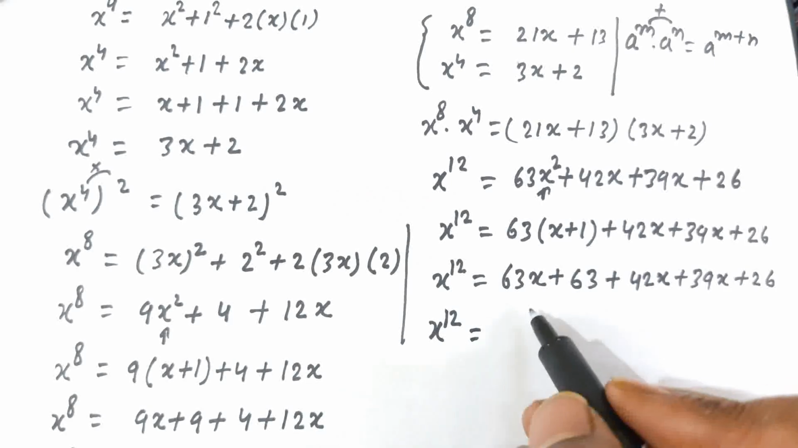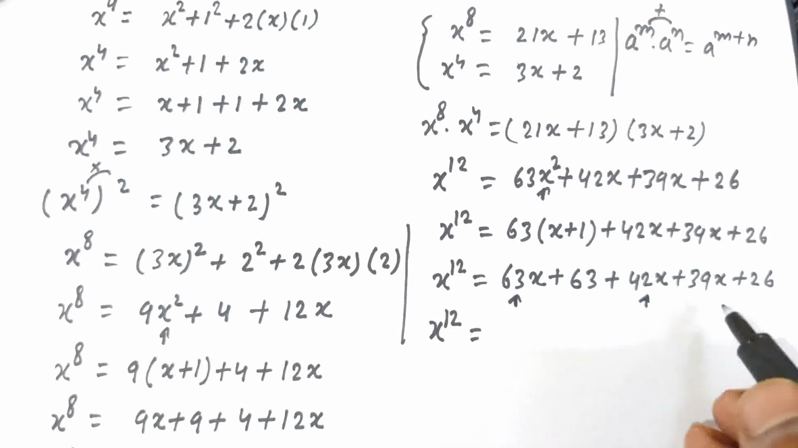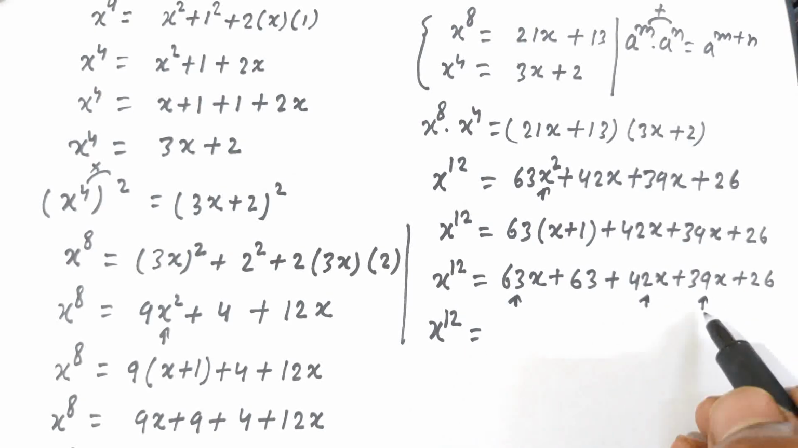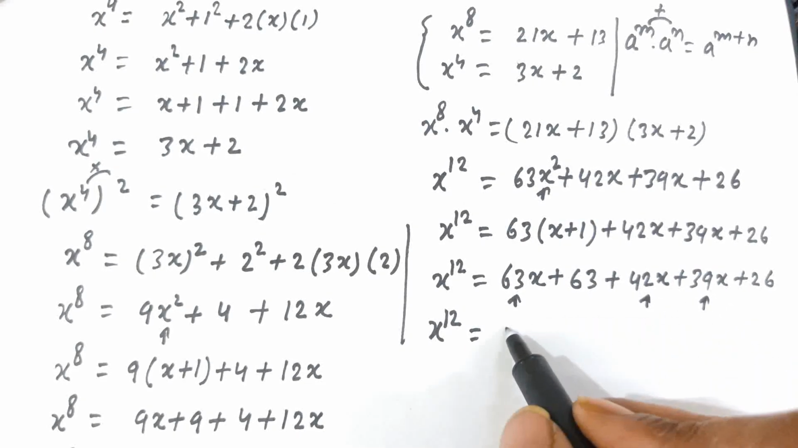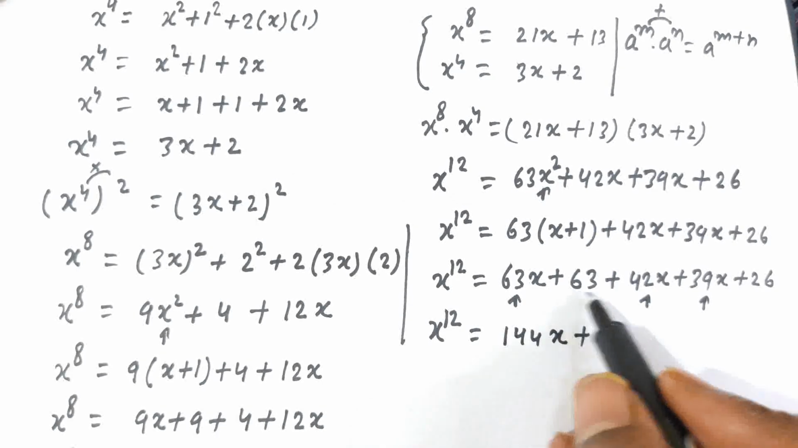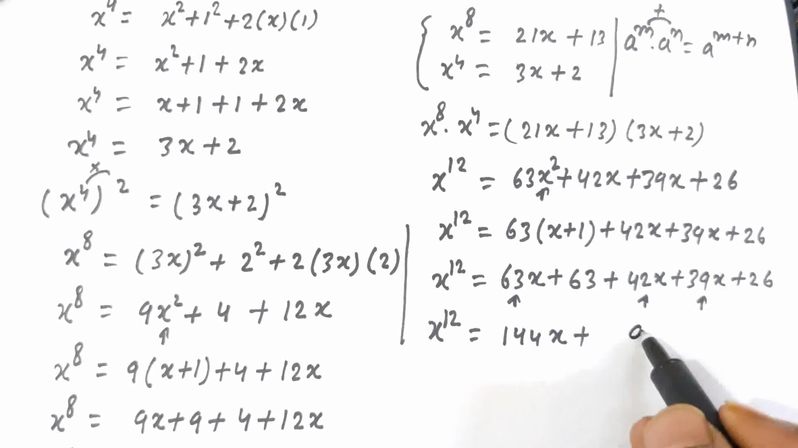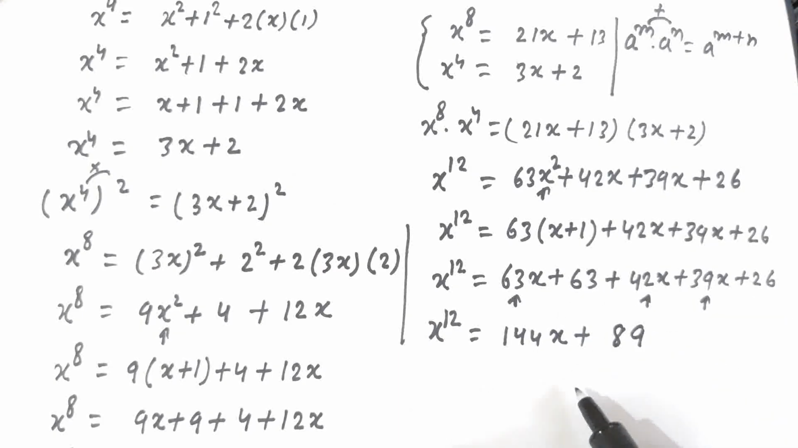Now if we add like terms, then the left hand side x^12 is the same, and on the right hand side the addition of like terms, 63x, 42x, and 39x. If we add, then here 144x plus, and 63 + 26, that is 89. Here x^12 equals 144x + 89.